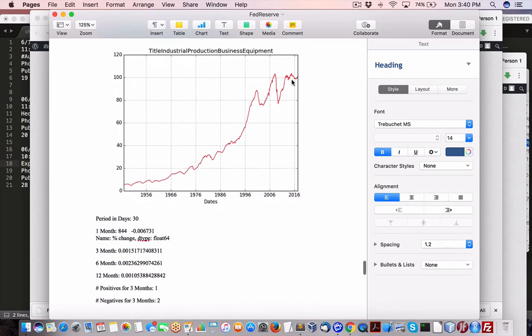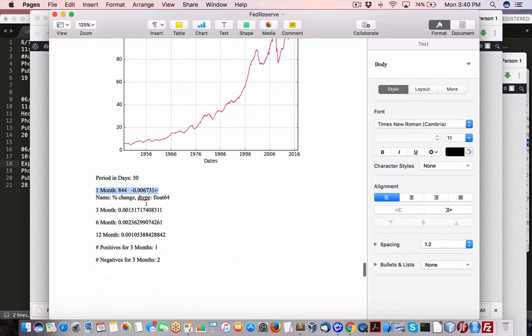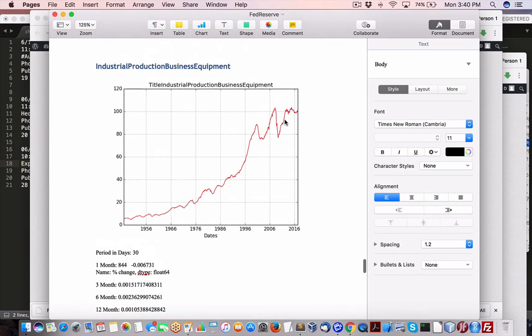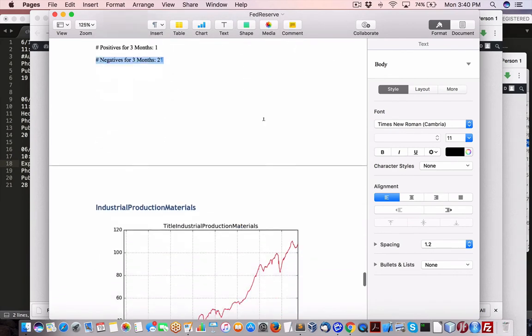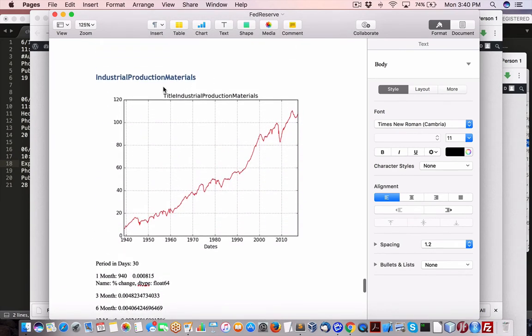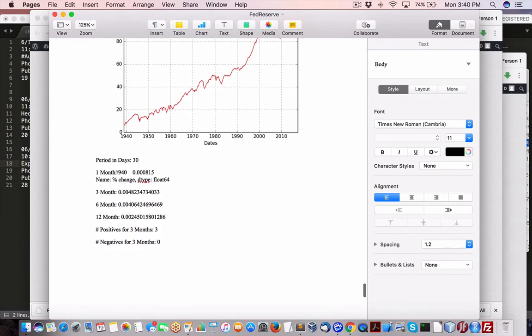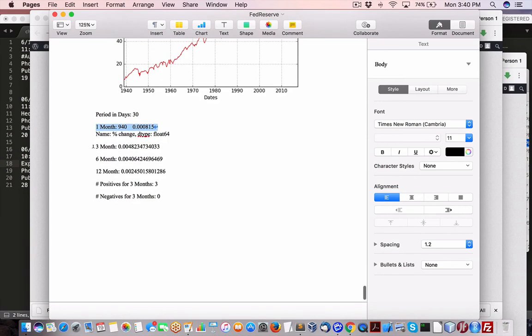Again, you can see the choppiness here. 1 month negative, 3-month positive, but again, 2 months negative. So you can clearly see that the economy is starting to turn in the U.S. Production material, same idea. 1 month, it's been positive, but not very strong. Again, not very strong, but it has been positive.